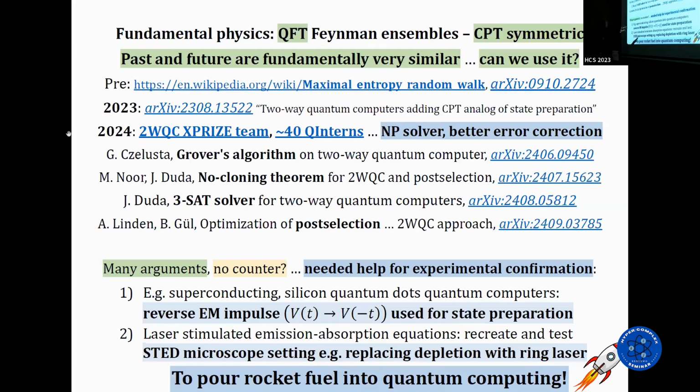There I also talk about some indirect, experimental arguments, but finally the next step will be a direct experiment. We are searching for a collaboration that will be the direct one. One direction is taking such a quantum computer, for example superconducting or silicon dots, and trying to literally apply, in the controller, the reverse impulse at the end, and use it as state preparation, but the reverse version. And there are a few experiments with lasers I will talk about. If somebody could help, I will collaborate with them. If successful, it would make quantum computers much more powerful, more stable, and in theory able to attack problems.